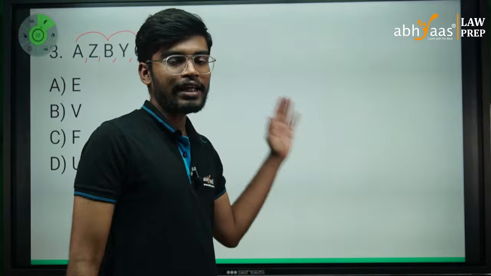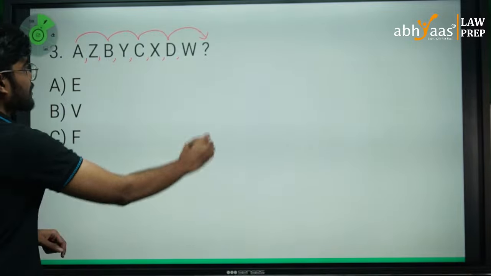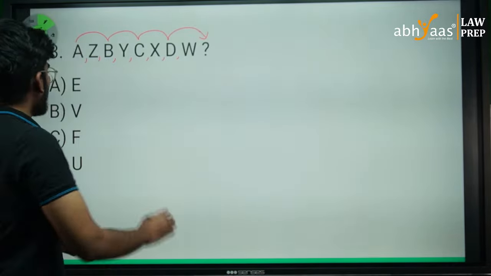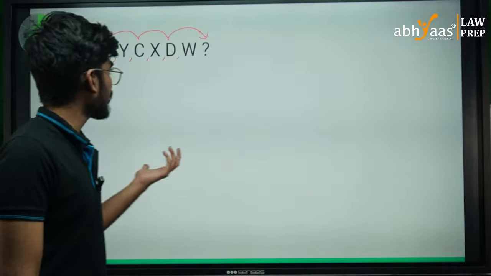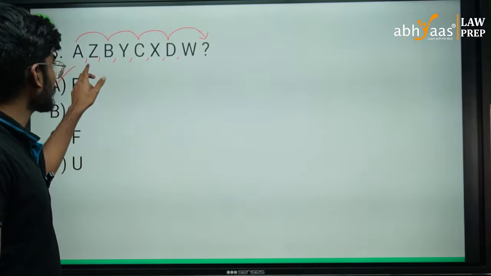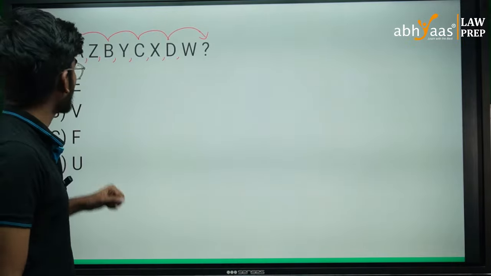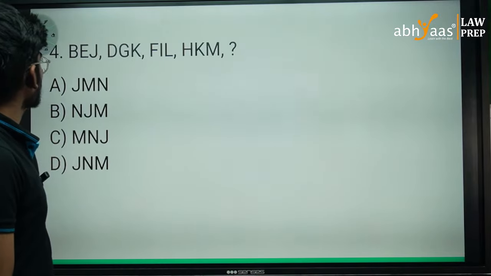A, B, C, D, E, that means plus 1. D plus 1, it is 5. So the fifth alphabet is E, which is in option A. Of course, it will not take even 10 to 20 seconds, because it is very clear and you can answer this very easily. Moving to the next question.